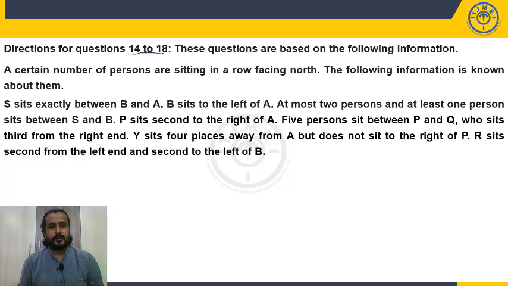Directions for questions 14 to 18. These questions are based on the following information. What is that information? A certain number of persons are sitting in a row facing north. The following information is known about them.